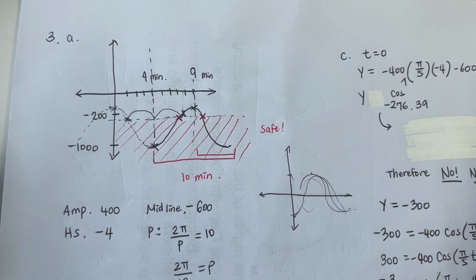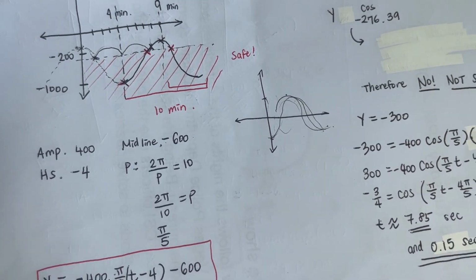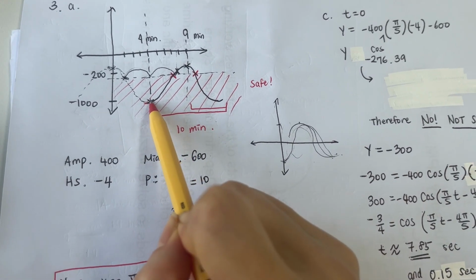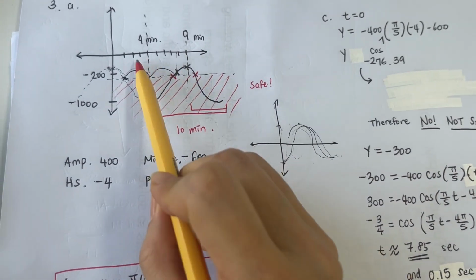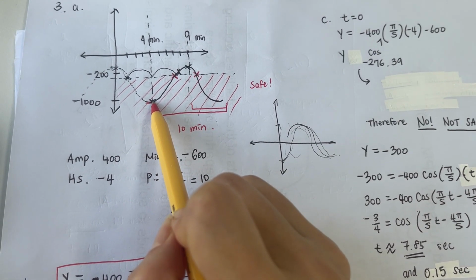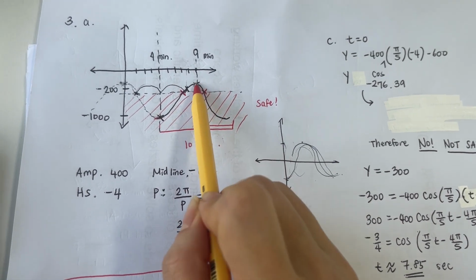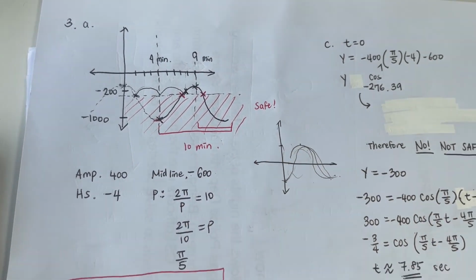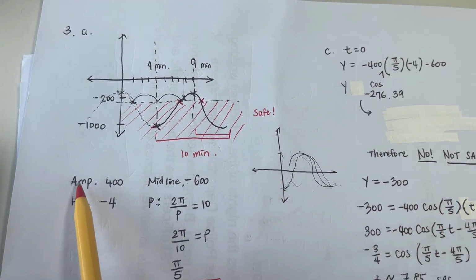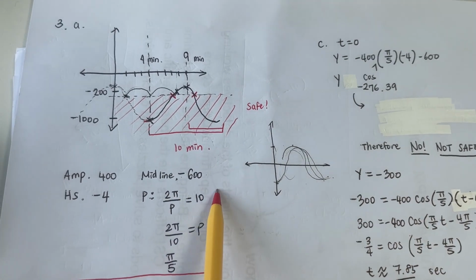Okay, so I went ahead and drafted my graph for question number 3, which was the submarine question. And this is the graph that I drafted, and I realized that from its deepest point to the shallowest point, it takes about 5 minutes. So therefore, our full cycle happens in the span of 10 minutes. And based on that, I found out that our amplitude is 400. Our midline is also negative 600.